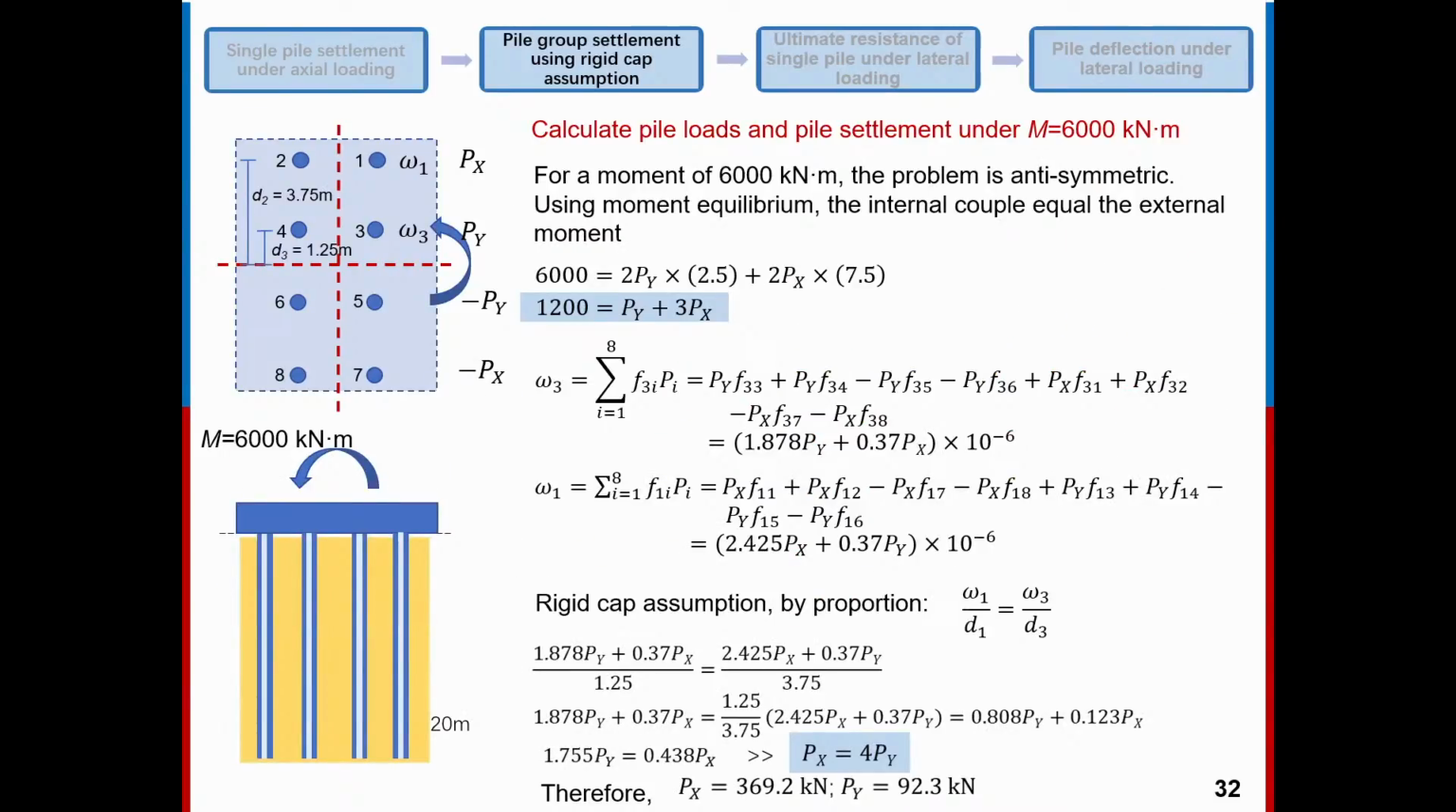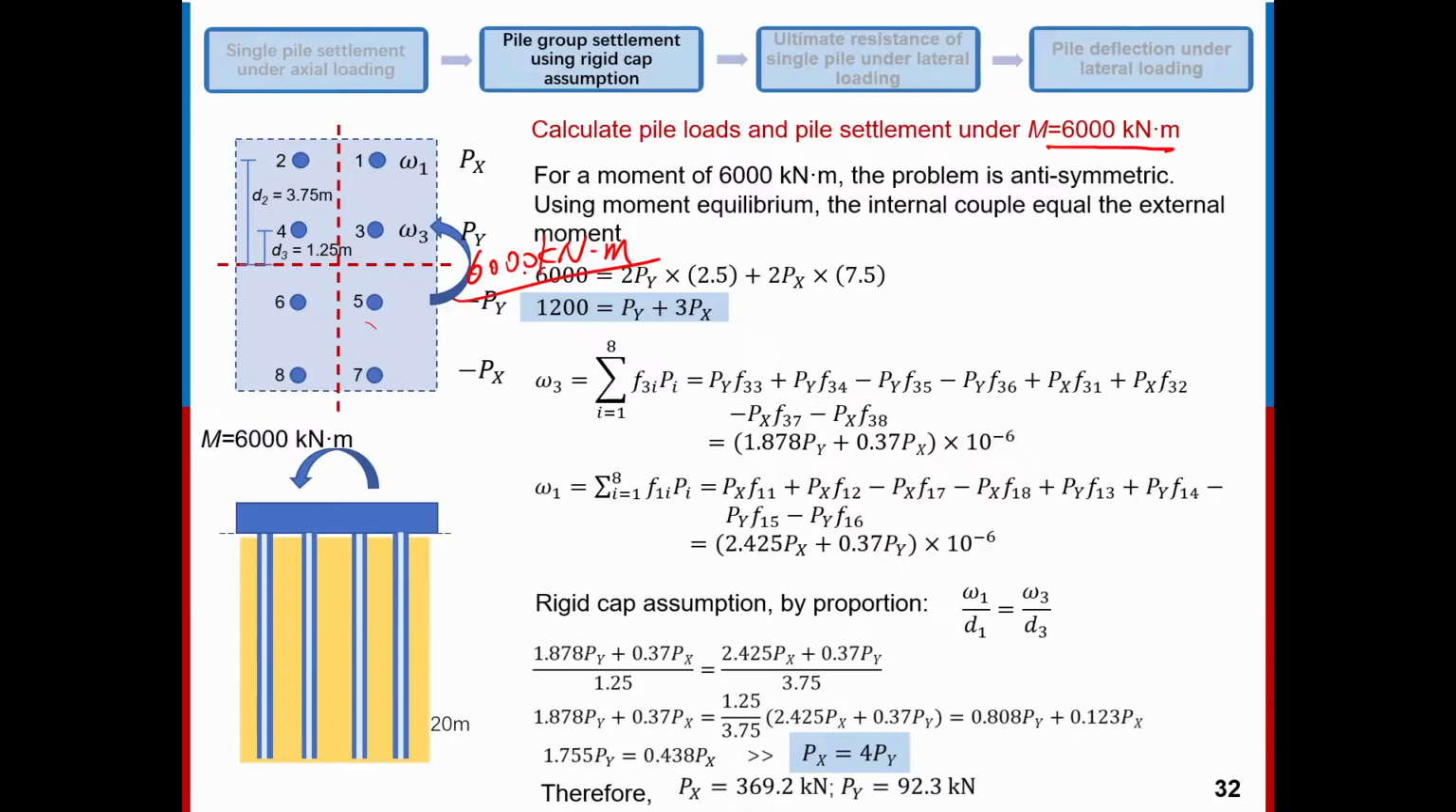And secondly, if we have another moment on top of this pile group along the long direction, the moment is equal to 6,000 kilonewton meter. Okay, here you can see we have this moment here. We are going to calculate the settlement of each pile, okay, of each pile.